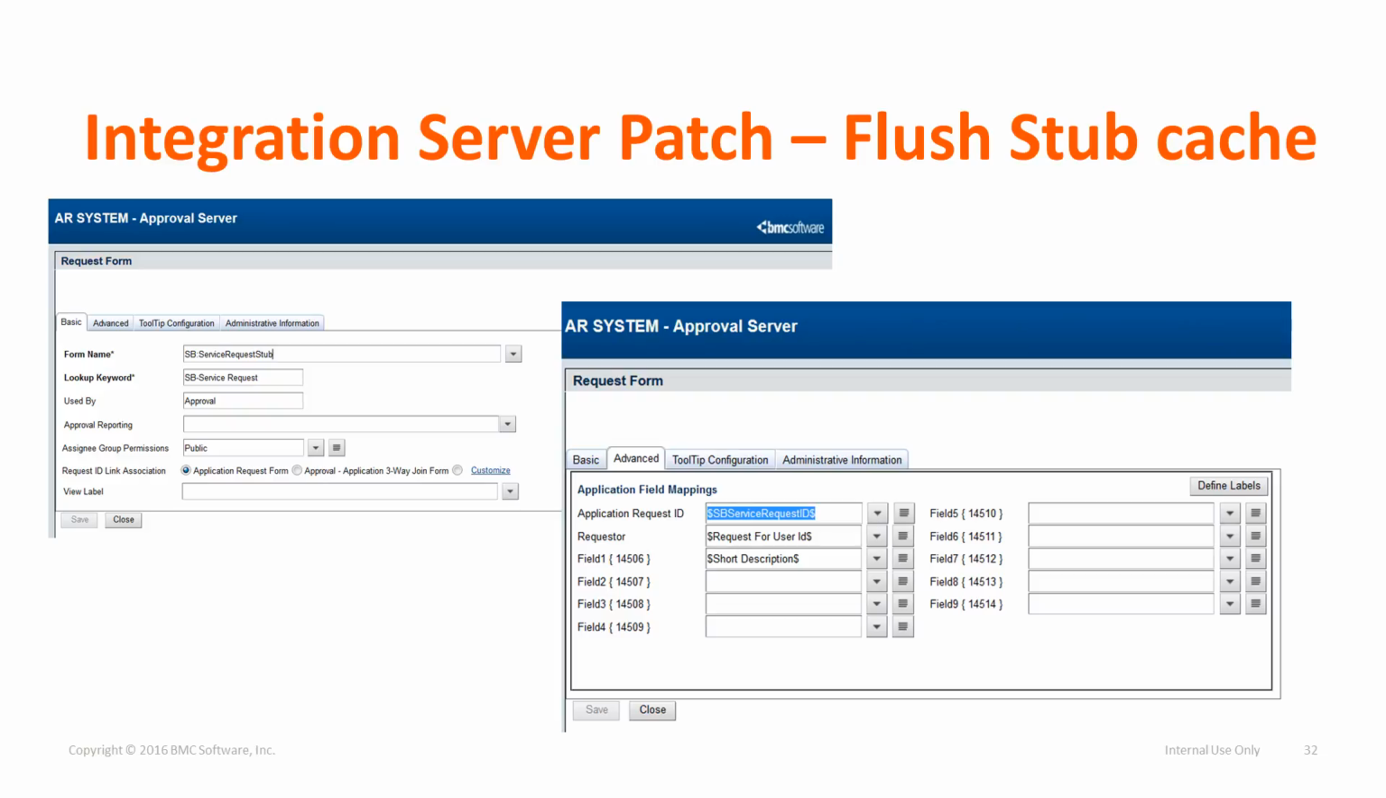And finally, we need to flush the stub cache form. To do that, we just enter the Service Broker's service request stub form here, and then we change the value of the application request ID. Once we save it, it flushes that cache, and then we're finished with our configuration.